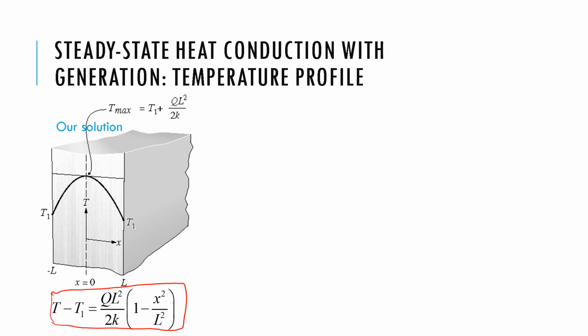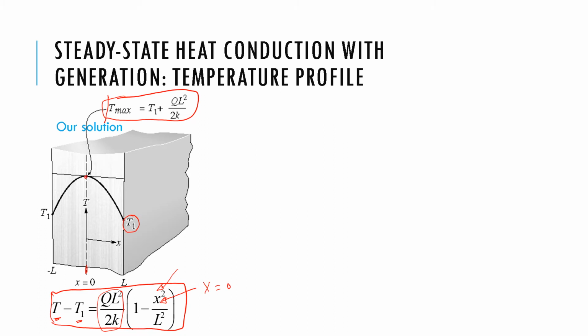You notice that it satisfies our boundary condition at x equal to L. At x equal to L, the right hand side would be 0 and T would be equal to T1. Likewise, you can see that it also satisfies dT/dx at x equal to 0. If this is my temperature equation, then where is the maximum? You notice the maximum is when x equal to 0. So that maximum would be T max minus T1 equal to qL squared over 2k, or T max is equal to T1 plus qL squared over 2k.